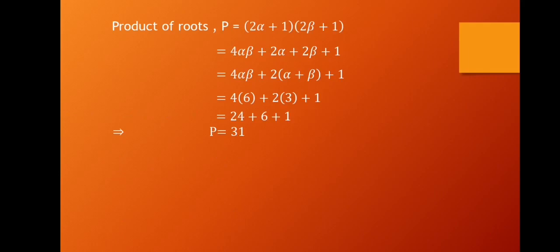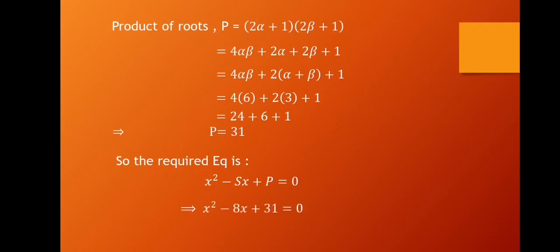Now since we derived in the previous lecture that the formula which we use to find out the required quadratic equation is x square minus sx plus p is equal to 0. Now we have just found out the values of s and that of p. After putting those values in the above formula, we get x square minus 8x plus 31 is equal to 0, which is the required quadratic equation.